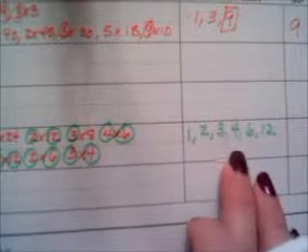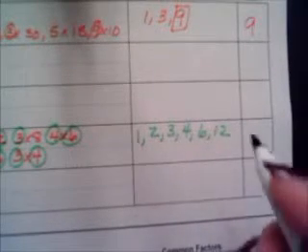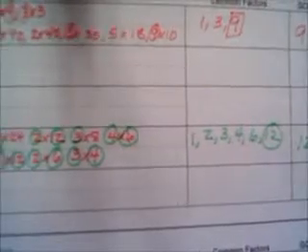All right? Okay, so our common factors for 12 and 24 are 1, 2, 3, 4, 6, and 12. Okay, and again, now we want to look at the common factors that they share and decide what our greatest common factor is, or the largest factor that they share. And that, in this case, is 12. So the greatest common factor for 24 and 12 is 12. Okay?